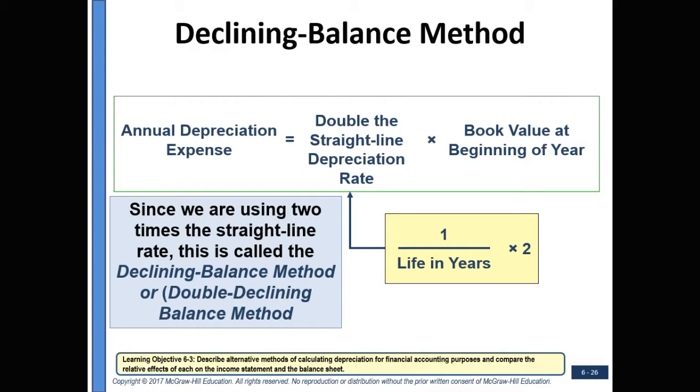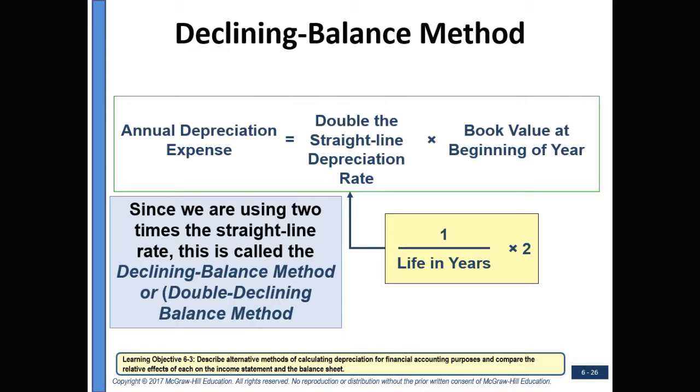Since we're using 2 times the straight line rate, sometimes this method is called double declining balance. Now, there are other types of declining balance, such as 1.5. So instead of multiplying by 2, you multiply by 1.5. Your annual depreciation expense formula for this is double the straight line depreciation rate times the book value at the beginning of the year.